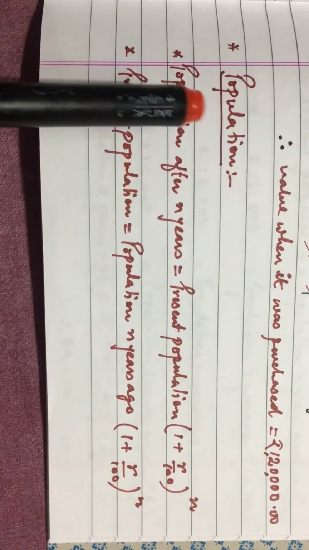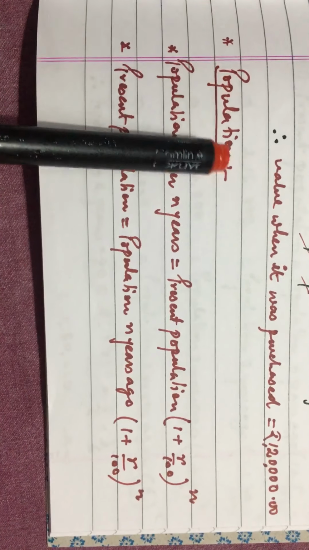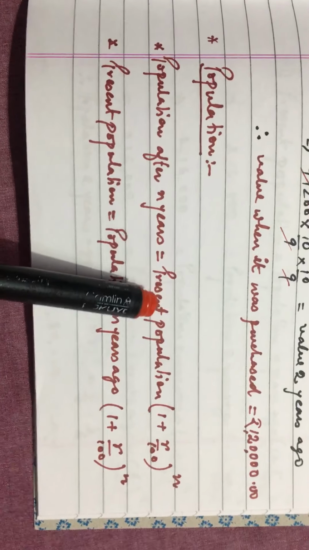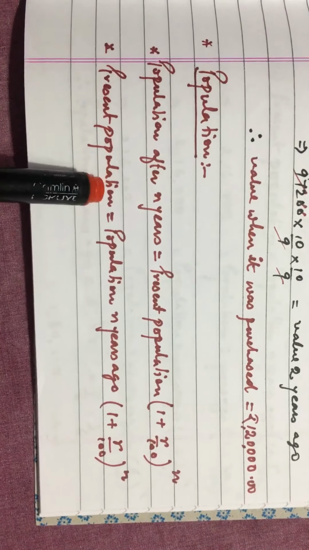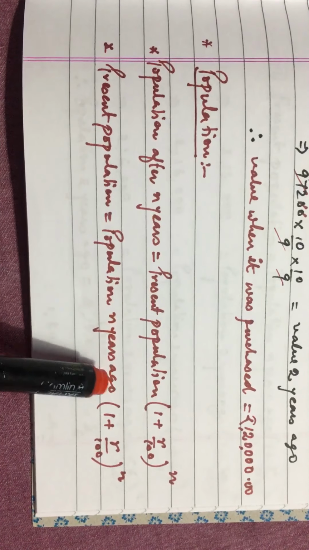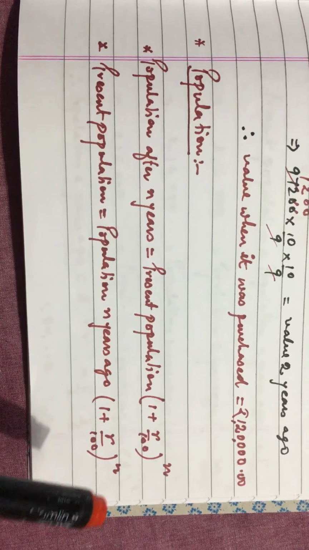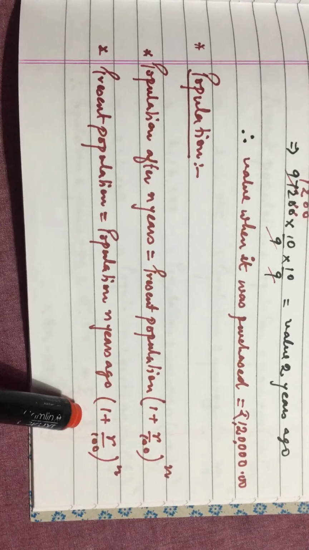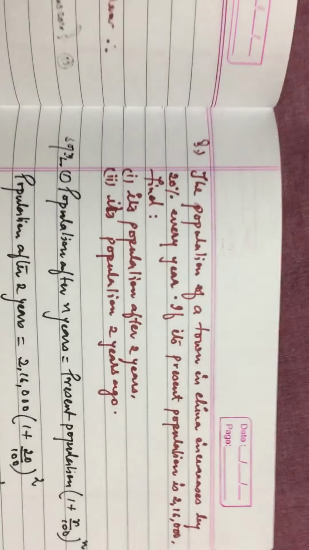Now see some more applications of compound interest in the case of population. Suppose the population of a country after n years is equal to the present population times (1 plus r by 100) to the power n, and the present population is equal to the population n years ago times (1 plus r by 100) to the power n. Because the population is increasing, we consider it a case of growth, so that's why we are putting the plus sign. Now see the problem.